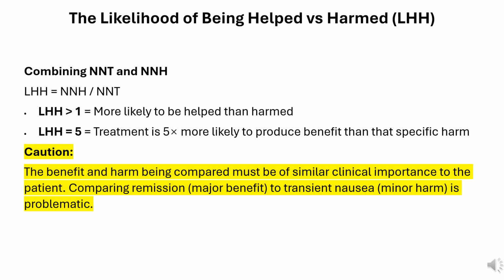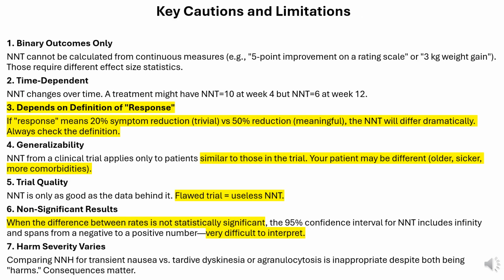Caution: the benefit and harm being compared must be of similar clinical importance to the patient. Comparing remission, a major benefit, to transient nausea, a minor harm, is problematic. Key cautions and limitations. 1. Binary outcomes only. NNT cannot be calculated from continuous measures, e.g., 5-point improvement on a rating scale, or 3 kilograms weight gain. Those require different effect size statistics.